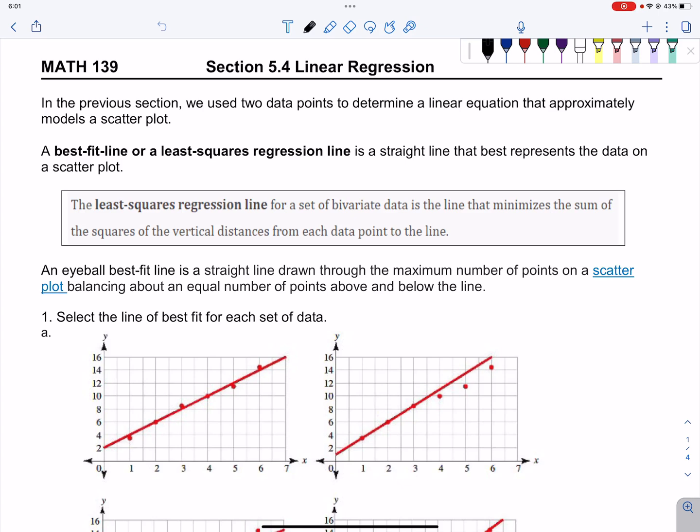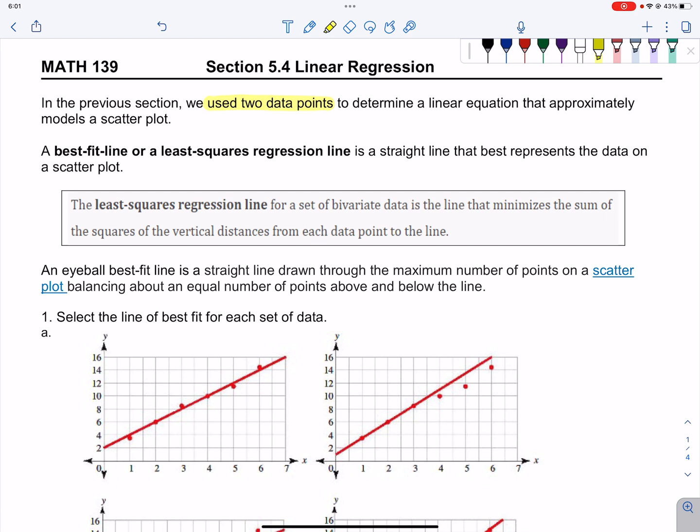When we have a set of data, one thing that someone could do to figure out the linear equation that represents it would be to use two data points and find the line that goes between those two points. However, a lot of times that might not be the best line to represent the data with. It's not the best fit for that data. And that's because it's very dependent on what two points you pick.